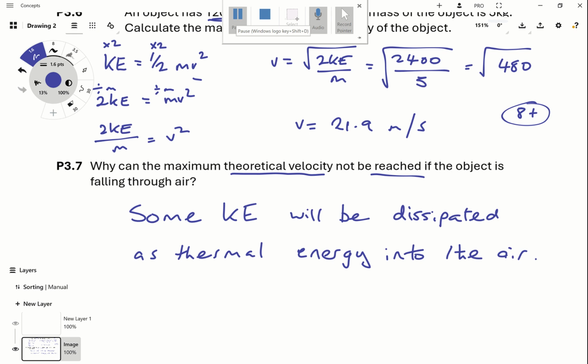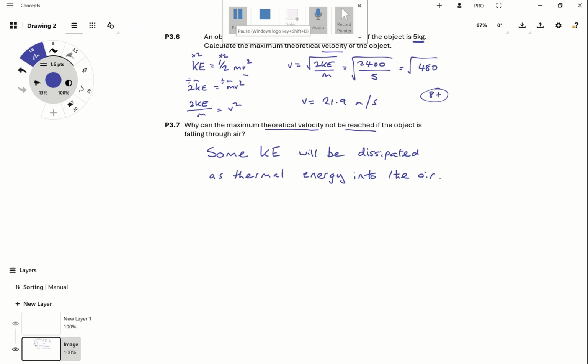That's a great big chunk. I think that's the last bit of P3, the energy unit.